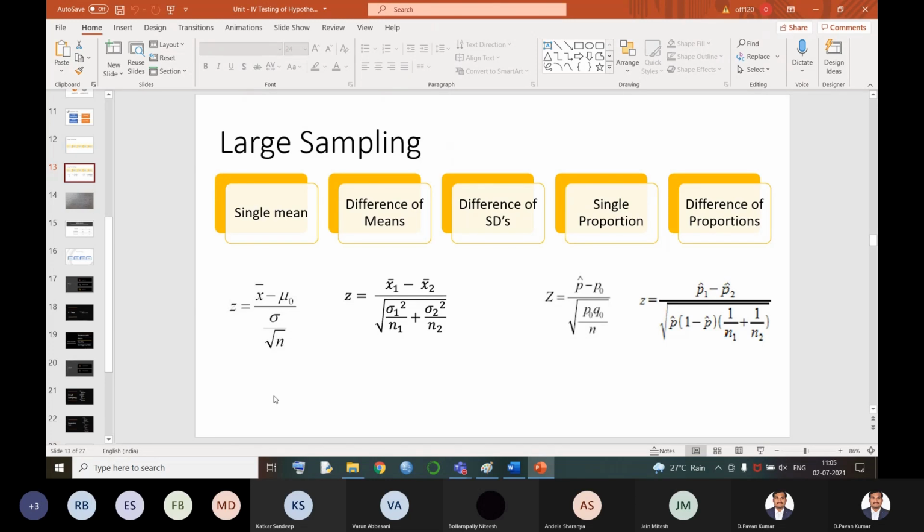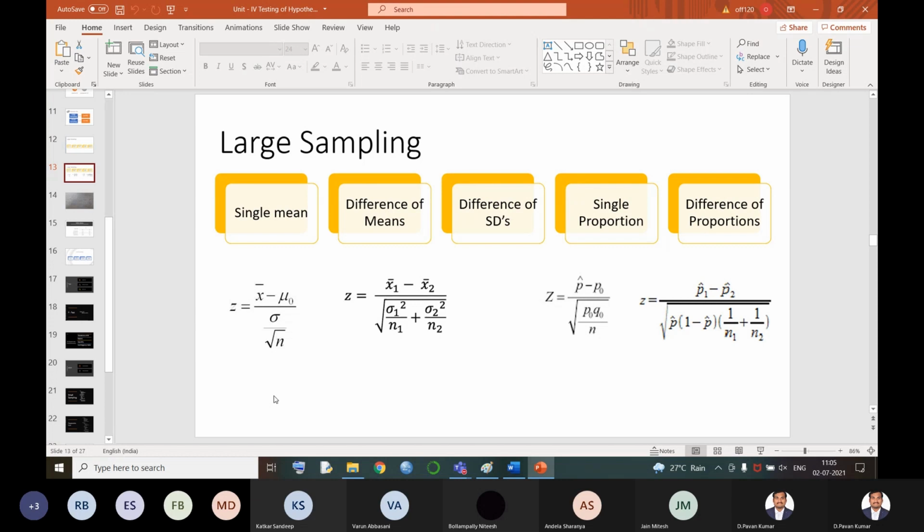The last method in large sampling is difference of proportions. In the previous session, we have seen how to identify a problem that belongs to single proportion, and the method that we have to use to solve that. Now, how do we identify that a problem belongs to difference of proportions?